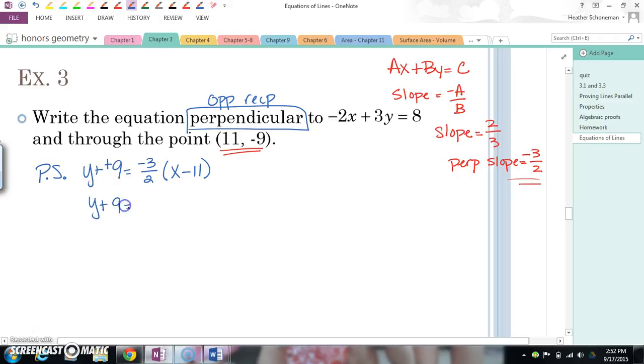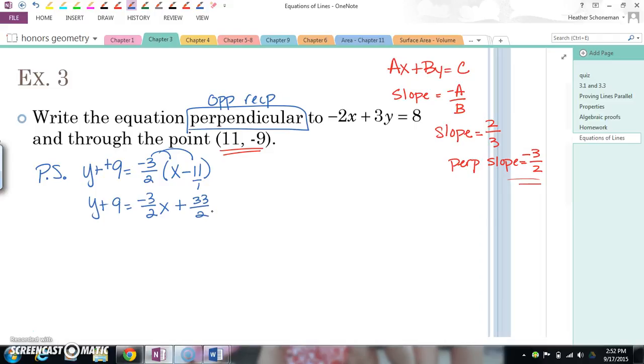Now we have to distribute. So we get y equals negative 3/2 x. A negative times a negative is a positive. And then we say, well, 11 divided by 2, that doesn't work. That's okay. We're going to do this without a calculator. Multiply straight across the top. 3 times 11 is 33. 2 times 1 is 2. On your test, you can't use a calculator, so you might as well learn to work with the fractions.